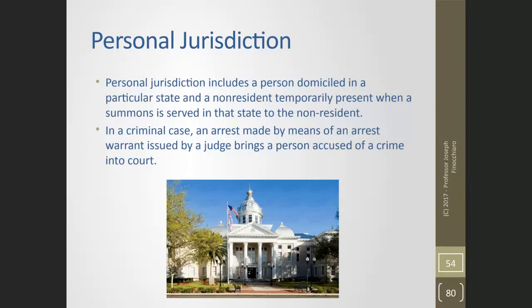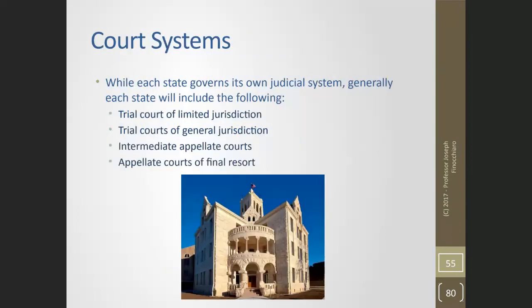Personal jurisdiction includes a person domiciled in a particular state and a non-resident temporarily present when a summons is served in that state to the non-resident. In a criminal case, an arrest made by means of an arrest warrant issued by a judge brings a person accused of a crime into court.